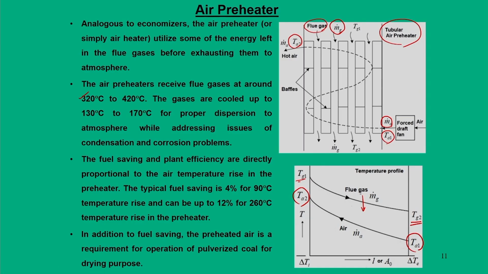By using this, we can have a typical fuel saving of 4% for preheating air to 90 degree centigrade, and you can get up to 12% fuel saving when you preheat up to 260 degree centigrade. In addition to fuel saving, preheated air is also required in the pulverizer for drying the coal. For a coal firing unit, we require dry coal to enter the furnace, so preheated air is another additional requirement for the power systems.